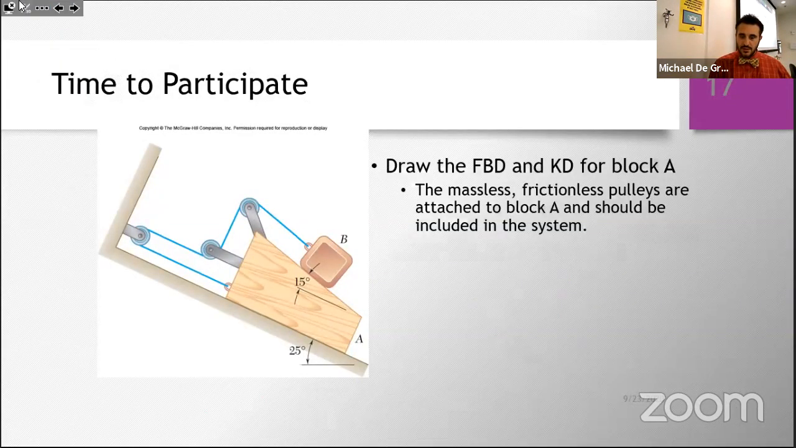Okay, so I want you guys, this is for participation this week. I want you guys to draw the free body diagram and kinetic diagram for this. I'll give you, let's do 15 minutes. You get 15 minutes, draw this up. So a free body diagram and a kinetic diagram for block A.